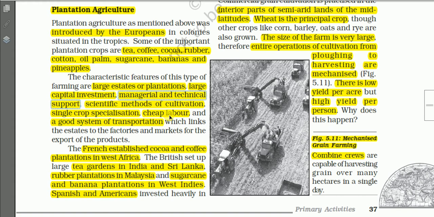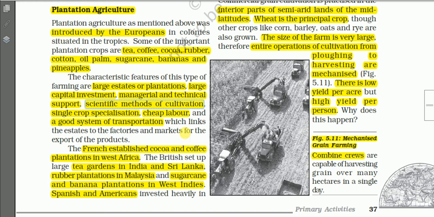Then managerial and technical support. It needs specialized skills to manage the plantation work and business activity. And another one is that scientific methods of cultivation are used. Emphasis is also laid on the production and breeding of new crops.